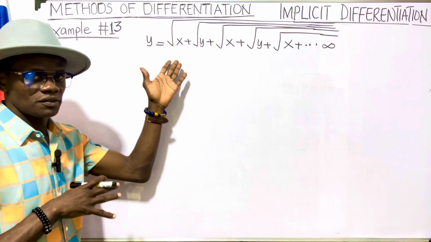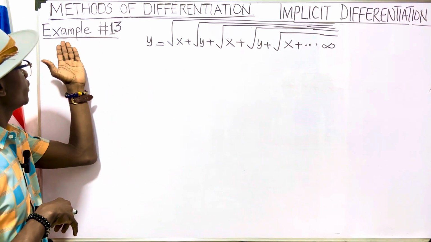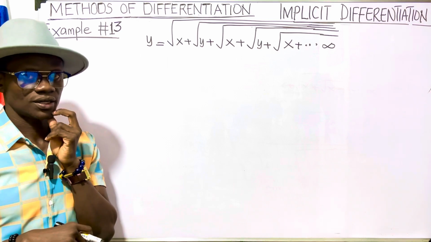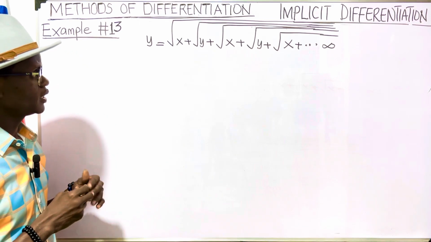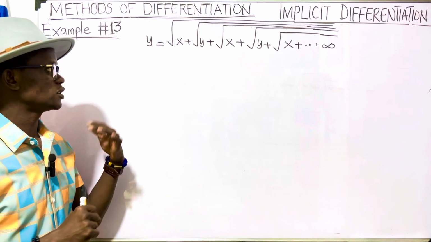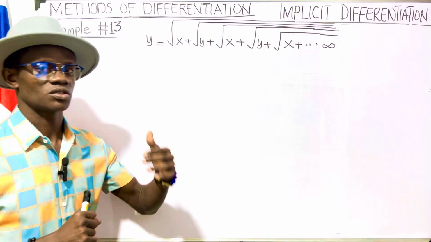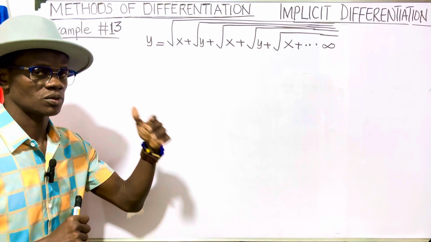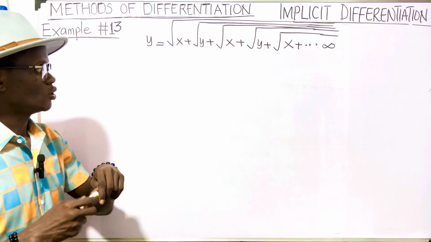This is implicit differentiation and we are on example number 13. Example 13 says y equals the square root of x plus the square root of y plus the square root of x plus the square root of y plus the square root of x plus the square root of y and so forth. So what do we notice?